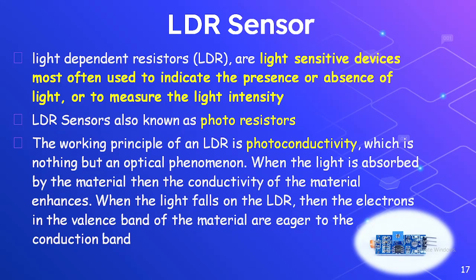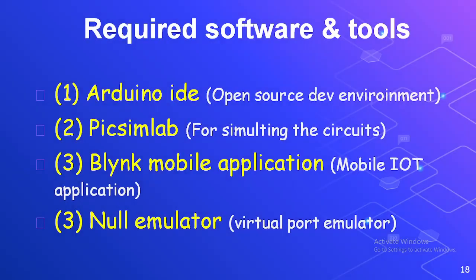The working principle of an LDR sensor is photoconductivity, which is nothing but an optical phenomenon. When light is absorbed by the material, the conductivity of the material increases. If light falls on the LDR, then the electrons in the valence band of the material jump to the conduction band. Okay, let us see about the required software and tools for our project.